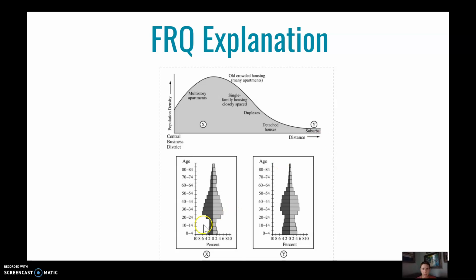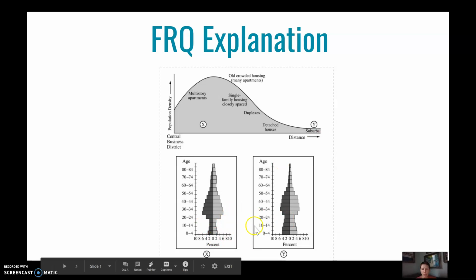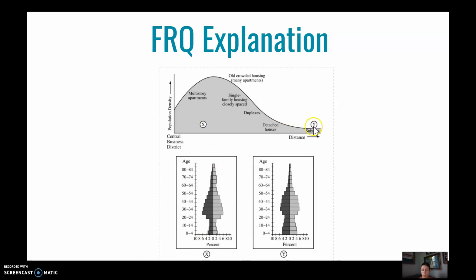And then we have these two population pyramids, blast from the past, I know. This is all the way from first semester when we were looking at population pyramids, but you can see we have location X, which can be found right here. And we have the population pyramid for location Y, which can be found right here. So right off the bat, this one is representing a community of people that live very close to the CBD, while this one is representing a community that lives way out in the suburbs. So let's get started.